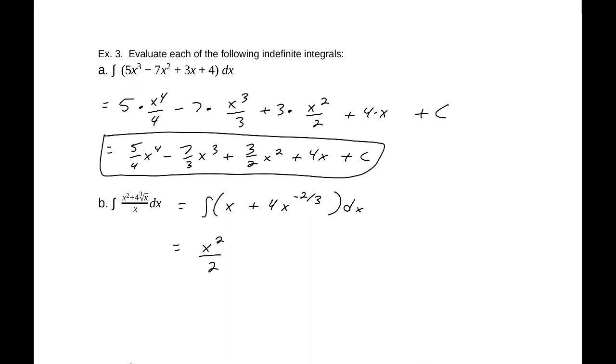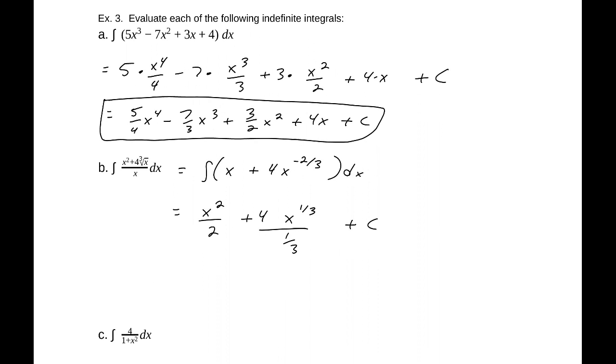So we could write this as plus 4 x to the, add 1 to that. So that is 1/3 divided by 1/3. So writing that a little bit clearer, x squared over 2 plus 12x to the 1/3. And I'll go ahead and write that as a cube root plus c.